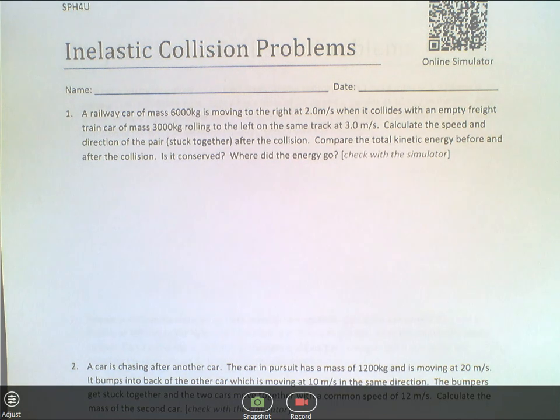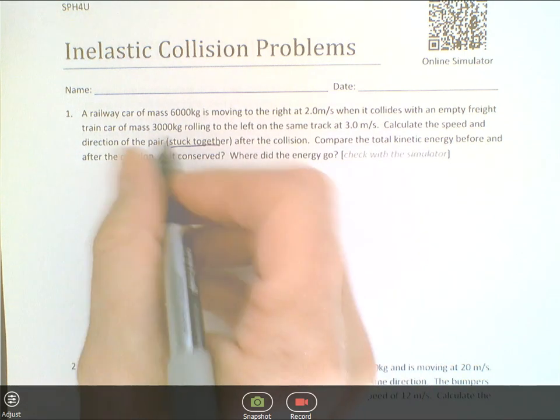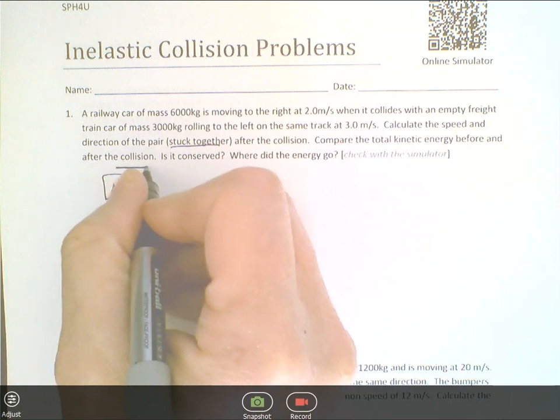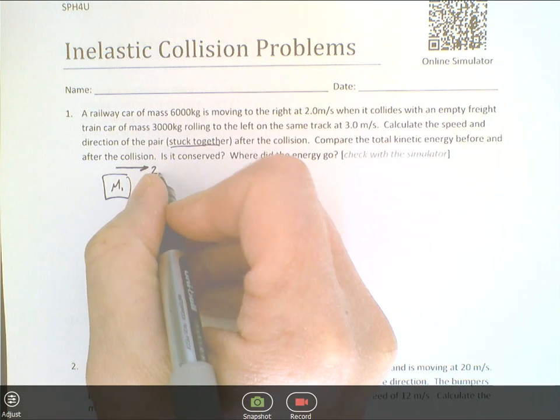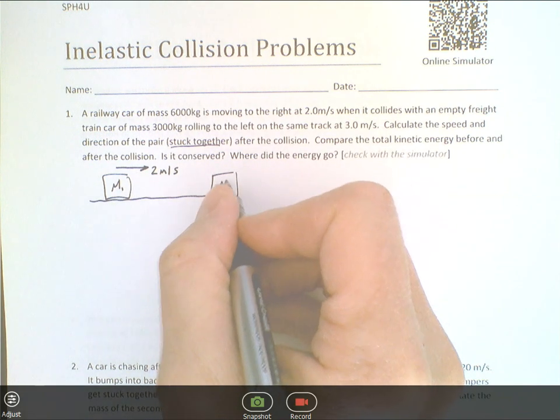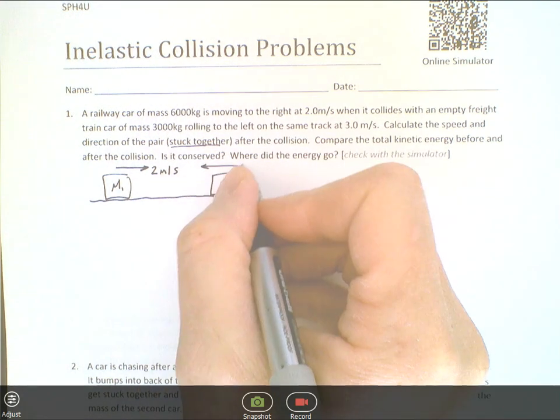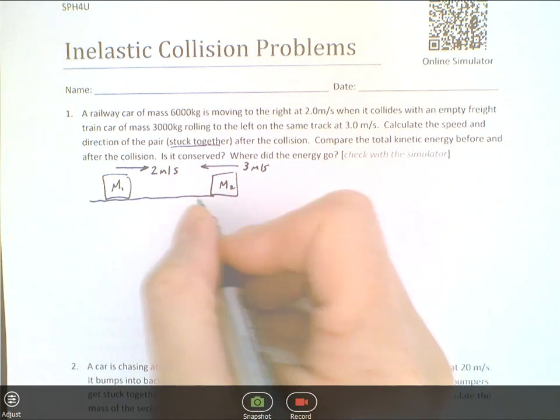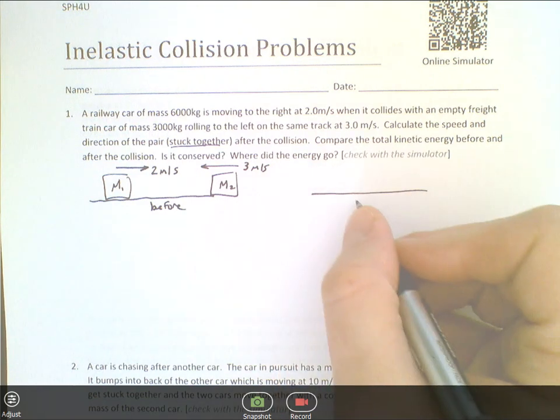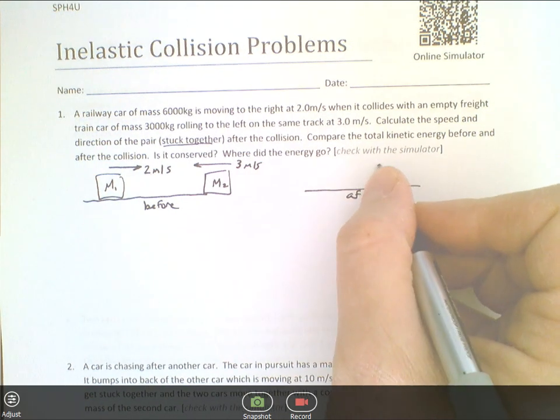All right, so we have a situation where there's two railway carts and they're moving towards each other and they stick together after they collide. That's where you see the word stuck together. We know that there's a 6,000 kilogram cart moving this direction at 2 meters per second, and another cart moving in this direction at 3 meters per second. And this is the before. And then after they hit, they stick together.